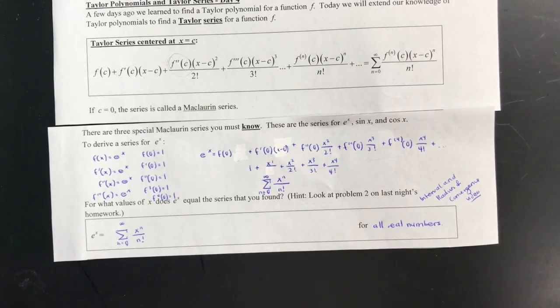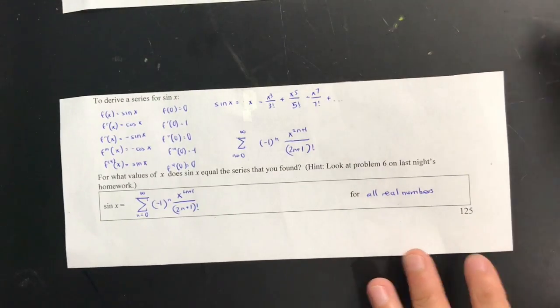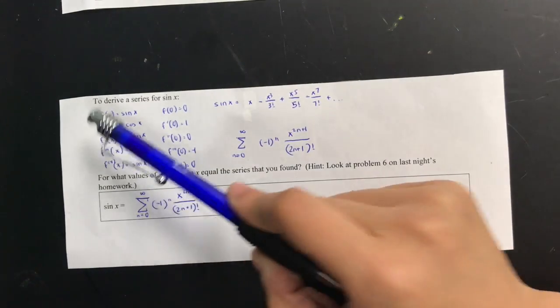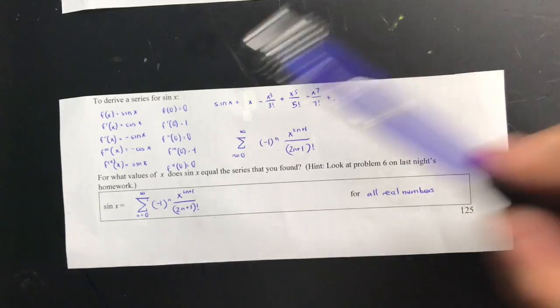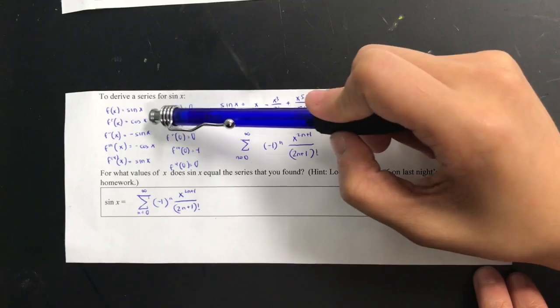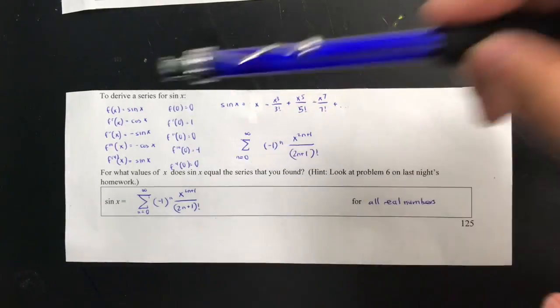So continuing on, we have a second Maclaurin series that is important as well. Our second special Maclaurin series. And this one is to derive a series for sine x. So we followed the exact same steps as before because we did have to list out our derivatives. So we had our first derivative, second derivative, third derivative, etc.